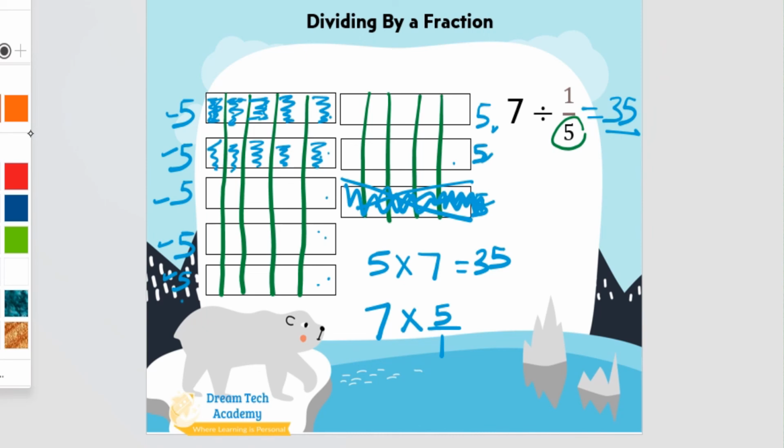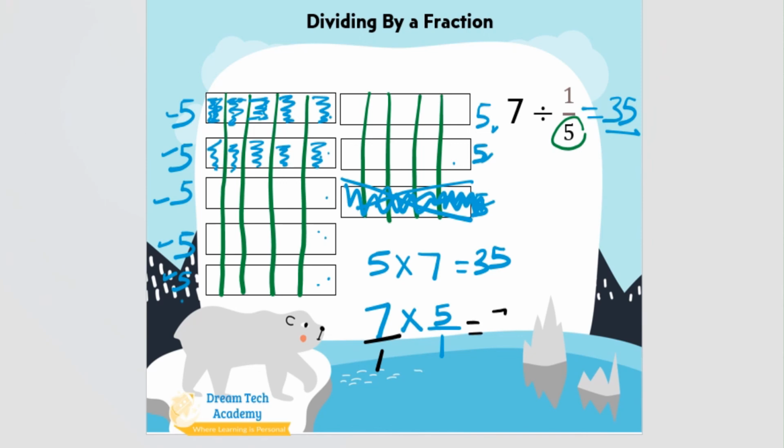I have a whole number. I can change that whole number into a fraction by putting it over 1 without changing the value. And now I have 7 times 5 over 1 times 1. 7 times 5 is 35 over 1. 35 divided by 1 equals 35. I hope you also got 35 in your answer.